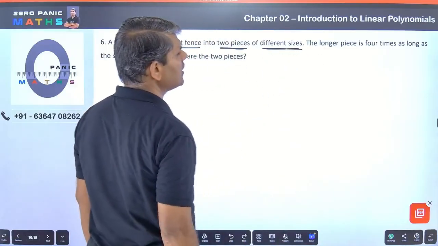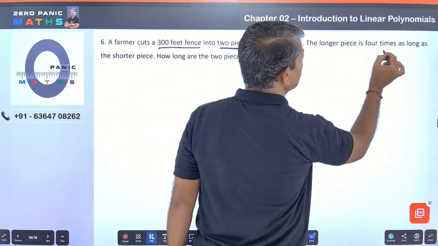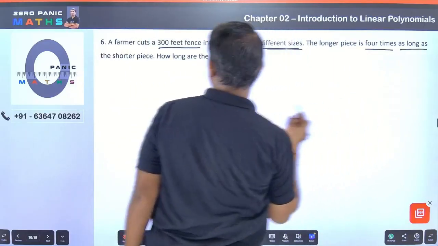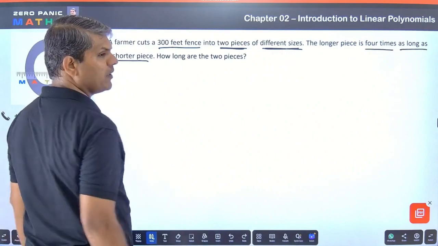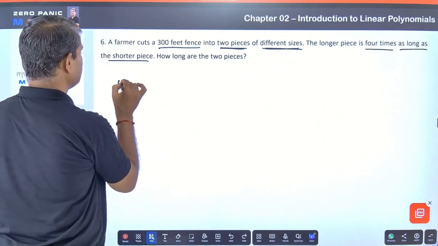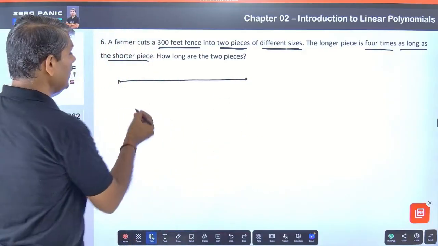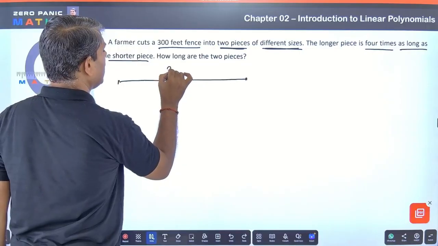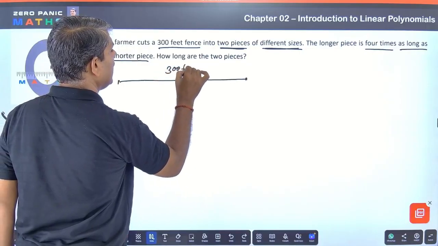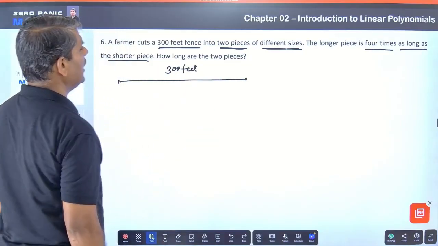Okay, of different sizes. The longer piece is 4 times as long as the smaller piece, or the shorter piece. Now assume that this is the wire with 300 feet. Totally it is 300 feet, right? That is what they have given.